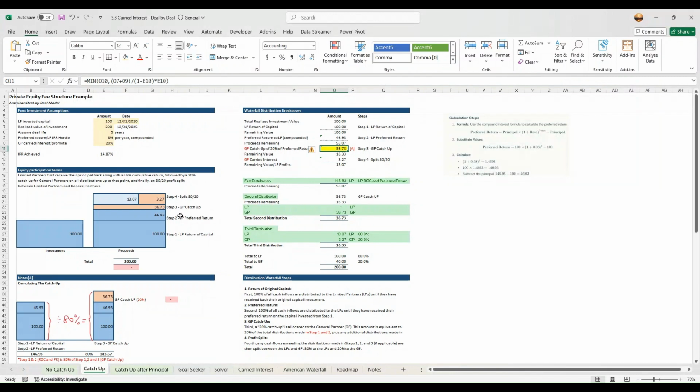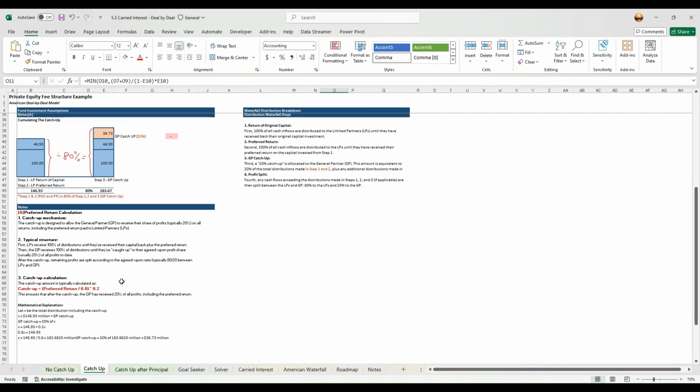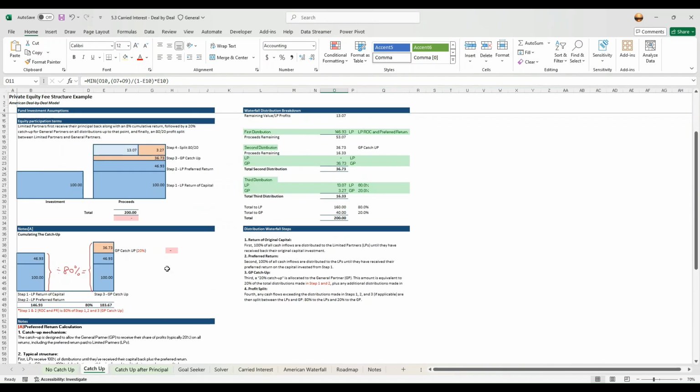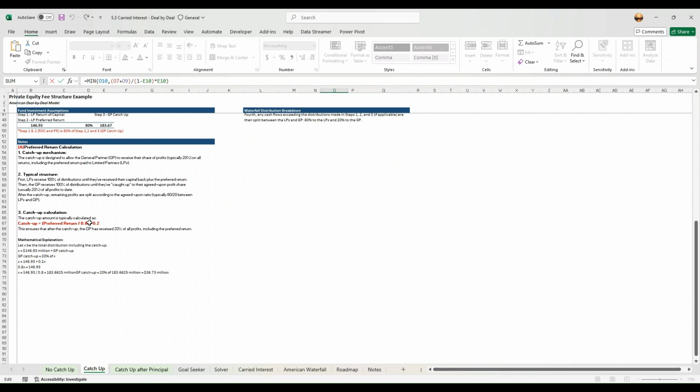I hope this is clear to you, and it may take some time to digest. I did add some notes down below to help you hopefully understand a little bit better. In this cell, a very simple formula is return of capital plus the preferred return, divided by 80%, and times 20%. This little formula has the details down below here. I had it in red.